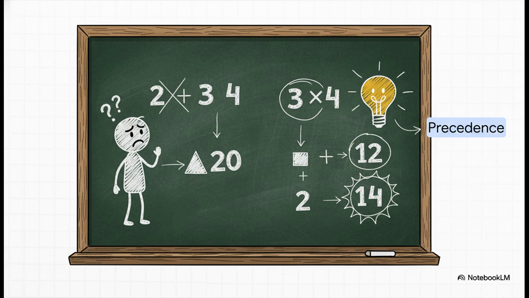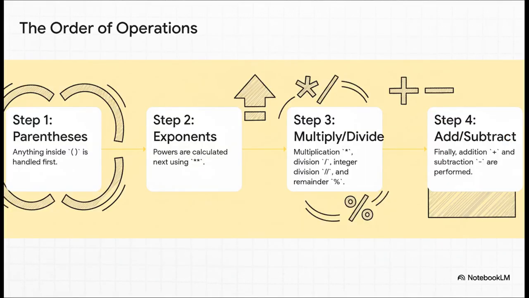Now, hold on. Before you start plugging in numbers, there is one critical rule you absolutely have to remember. Just like back in math class, the computer follows a very strict order of operations. It doesn't just go from left to right. This is called operator precedence, and it's super important. And here's that order. It's probably going to look pretty familiar.